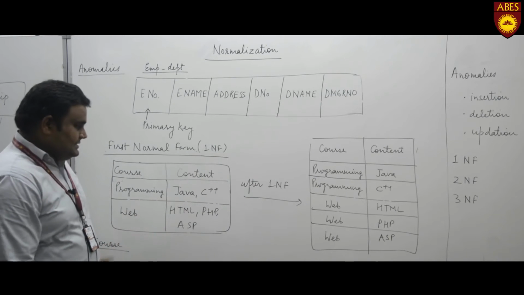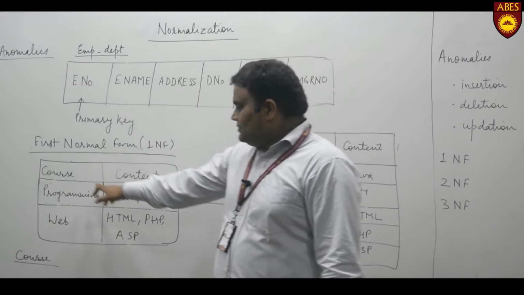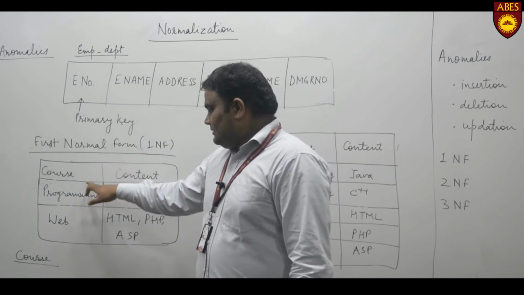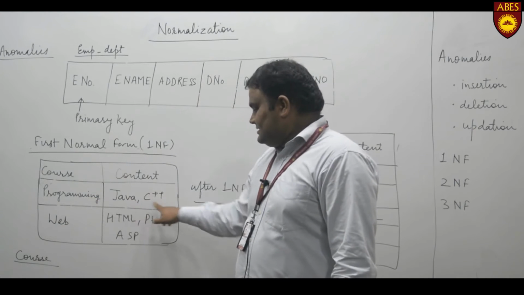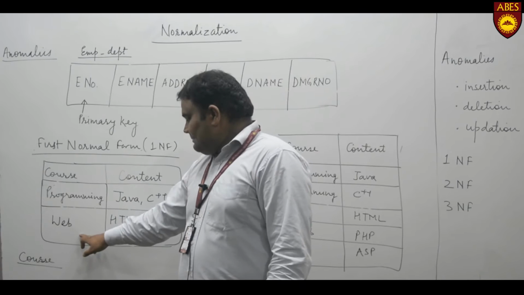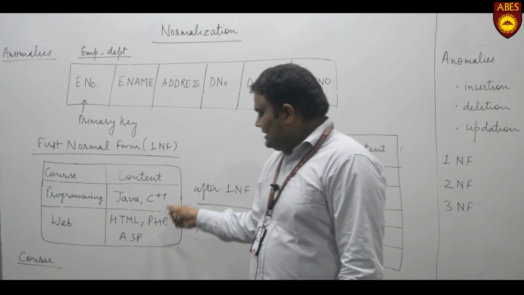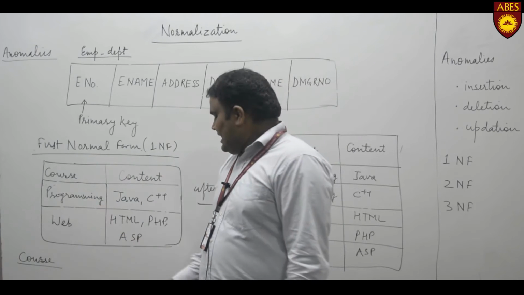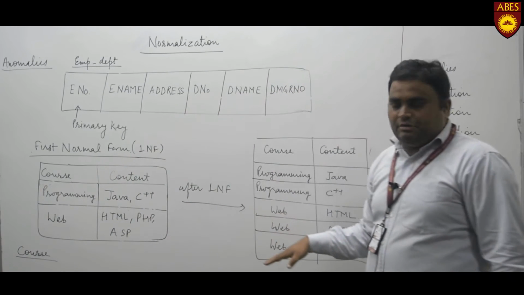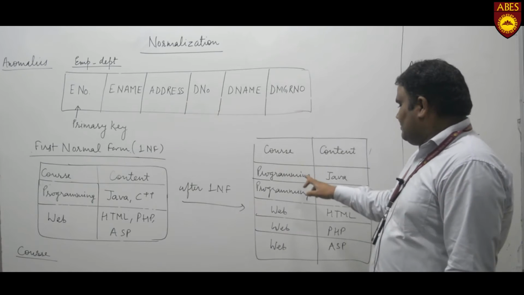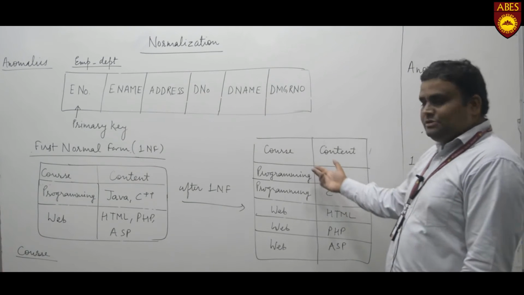There is an example of a table where course and content attributes are there. Corresponding to the programming course, the contents are Java and C++, and corresponding to web there are HTML, PHP and ASP. There should be single information in the content column corresponding to programming, and single information corresponding to web. So we apply first normal form, and the table becomes programming Java, programming C++, web HTML, and so on. Now we can see there is atomic information in every row.